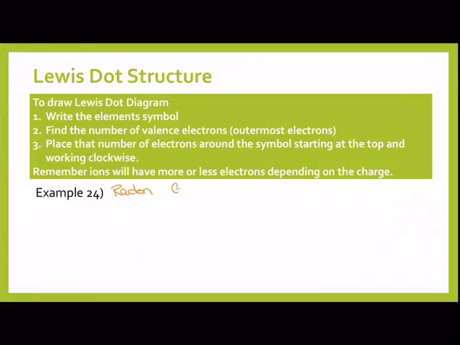So our next example is radon, and it is in group 8, which means that it has 8 valence electrons. So we draw our symbol. And again, we start at the top and we fill each one of the orbitals and then add in a second electron.